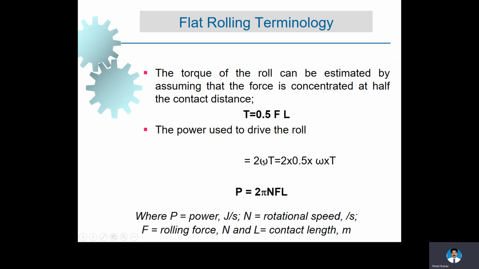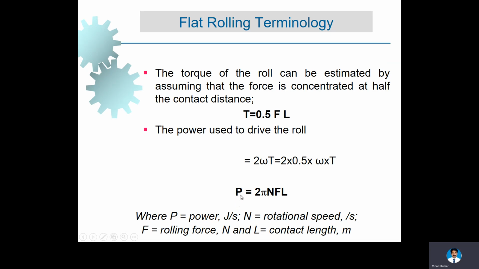We have a simple exercise here. How can we calculate the torque of a rolling mill? Torque is calculated by the equation 0.5 F times L, where F is the rolling force and L is the contact length. This is how we calculate the torque produced by the rollers, and the power used to drive the roll.